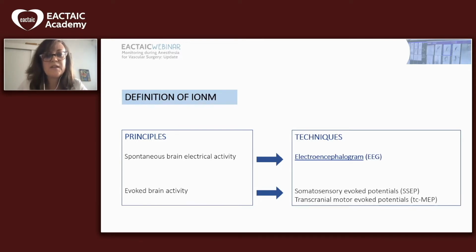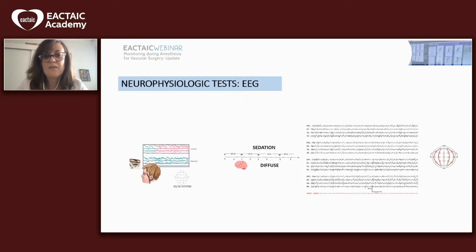So EEG is a technique that allows us to know the spontaneous brain electrical activity with really fast feedback. And for that, we place electrodes, gold cup or corkscrew, over the scalp, following the 10-20 system. And as you probably know, in sedated patients, we will register a continuous EEG with slow waves and a fast superimposed rapid activity.